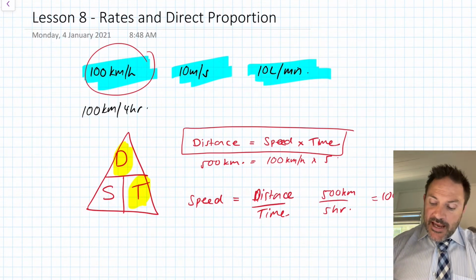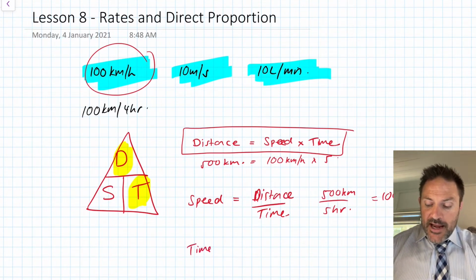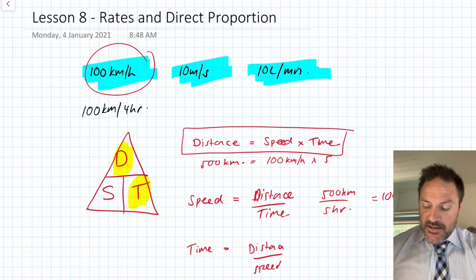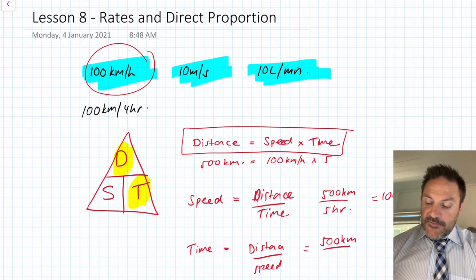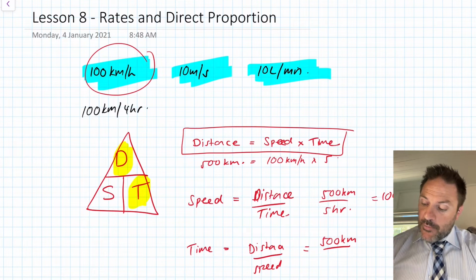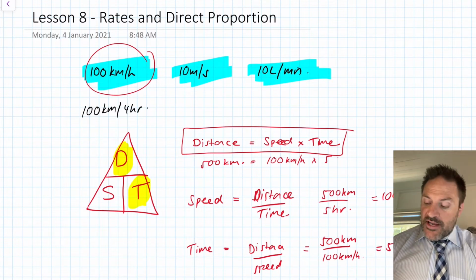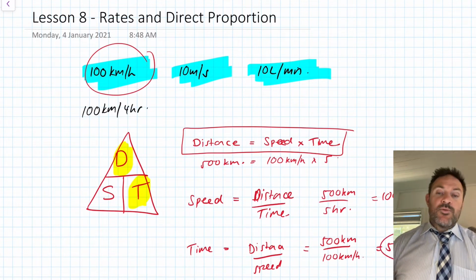Okay, and the last one, if I want to find out how long it would take to get somewhere, you would do the distance divided by the speed. So in this instance, you'd say your 500 kilometers divided by your speed. We're going 100 kilometers per hour. So 500 divided by 100 is 5 hours. And again, that's what we had.